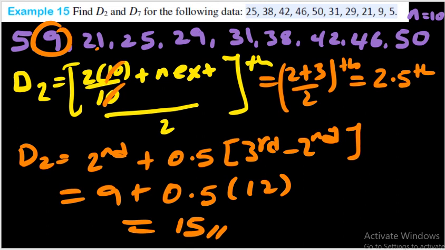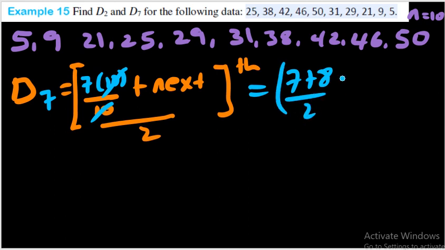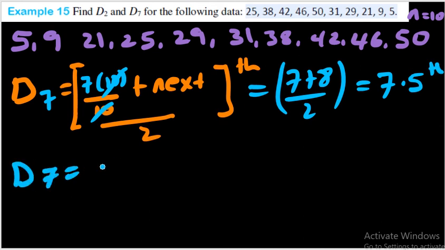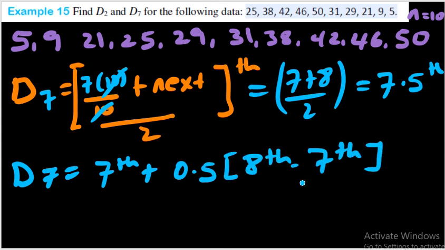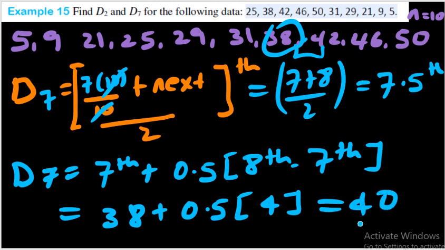What about the seventh one? For the seventh one, the formula is again the same. When i becomes 7, this will be 7 times the 10 data we have, so we can cancel 10 by 10. 7 plus the next one, the 8th one. So 7 plus 8 divided by 2. 7 plus 8 is 15, divided by 2, which is 7.5. This means D7 is equal to the 7th data plus 0.5 times the 8th minus the 7th. Counting the 7th data: 1, 2, 3, 4, 5, 6, 7. The 7th one is 38. So 38 plus 0.5 times the difference, which is 4. Again, like the previous one, this is 40. This is the 7th decile.